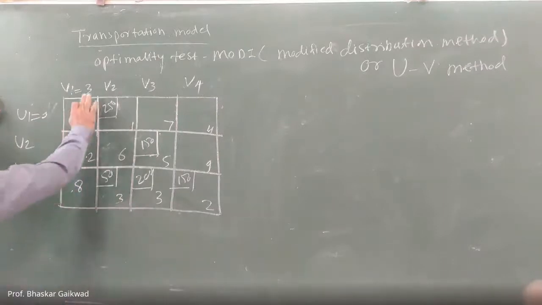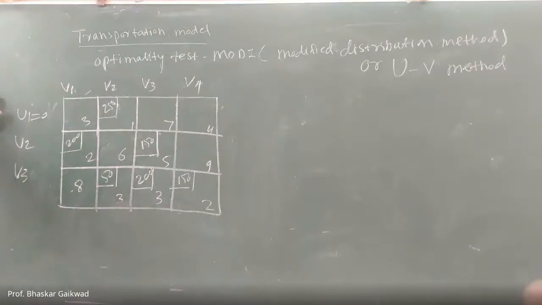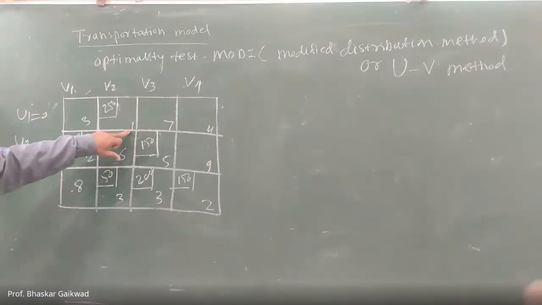Only allocation cells you have to consider. Allocation cells you have to consider. So here it is 0 plus here 2 is equal to 1.